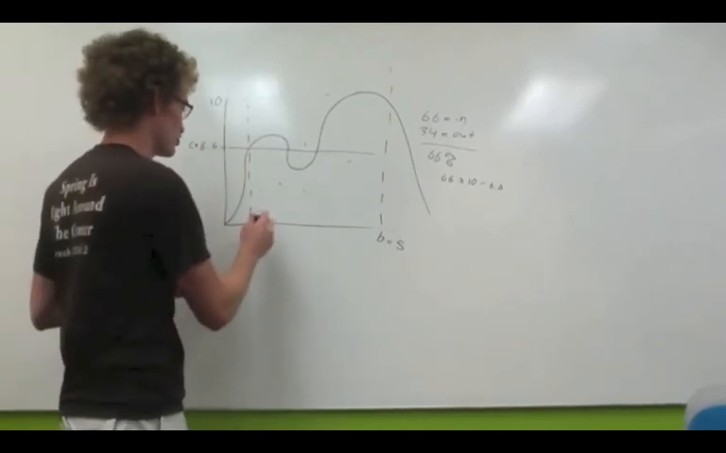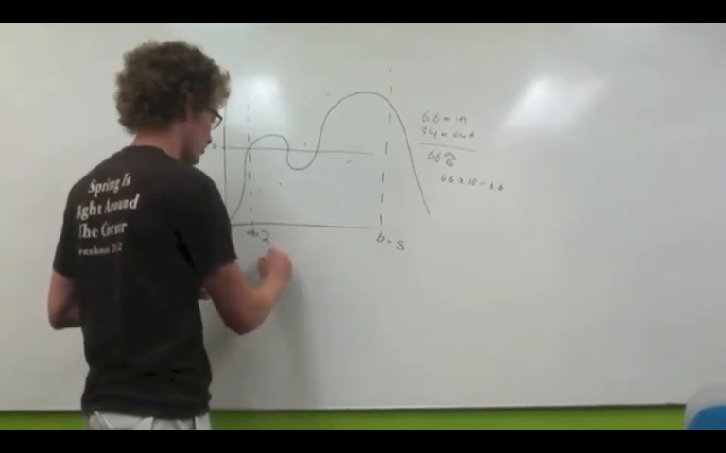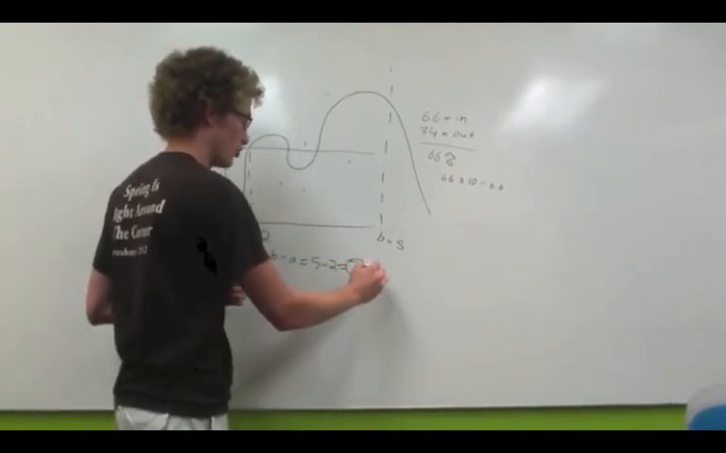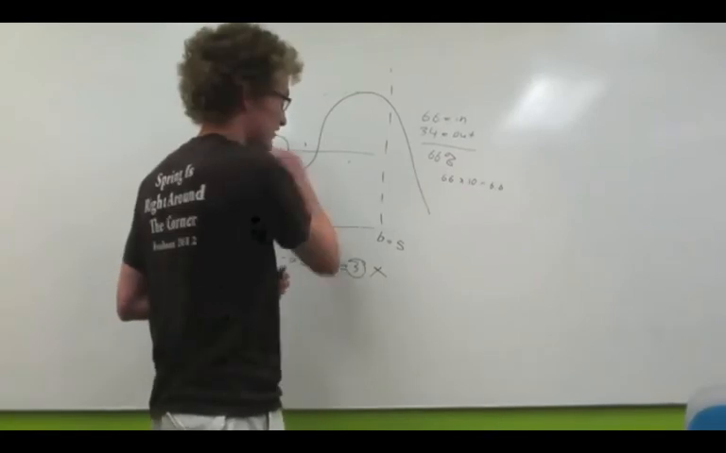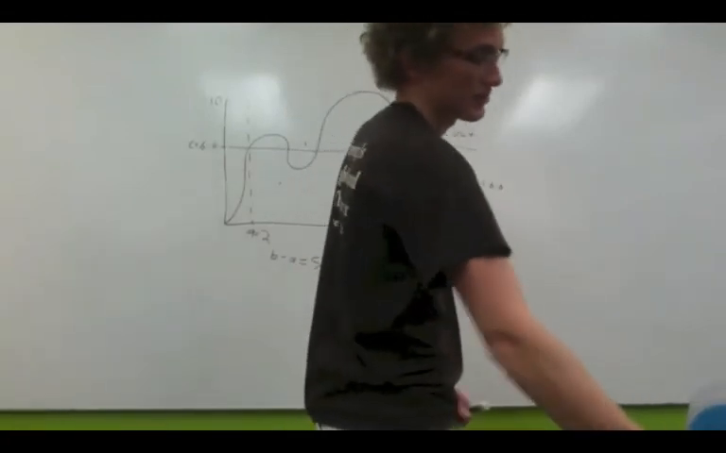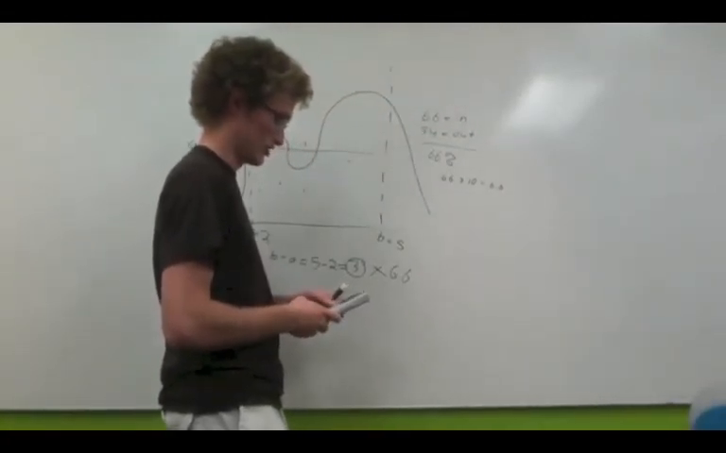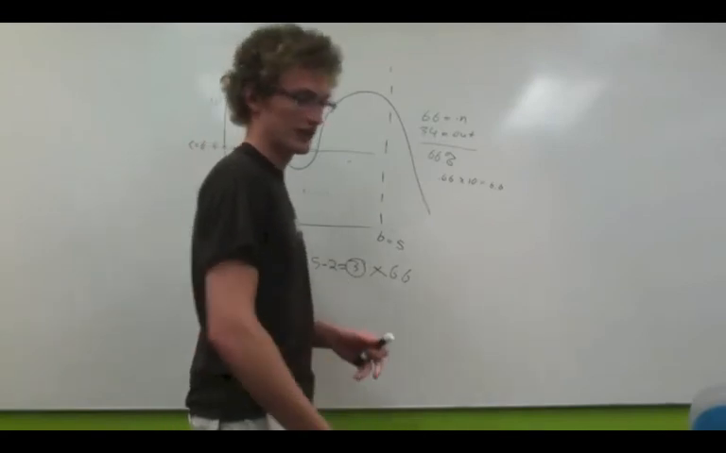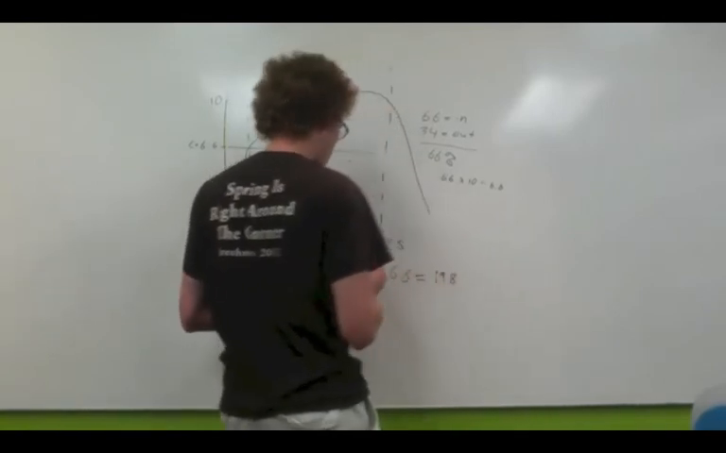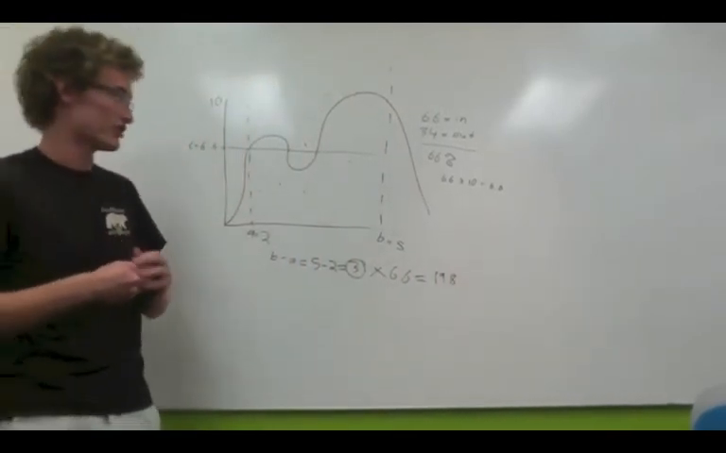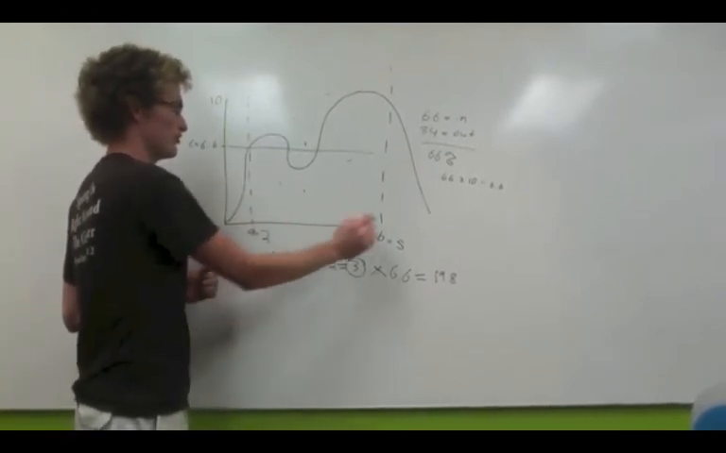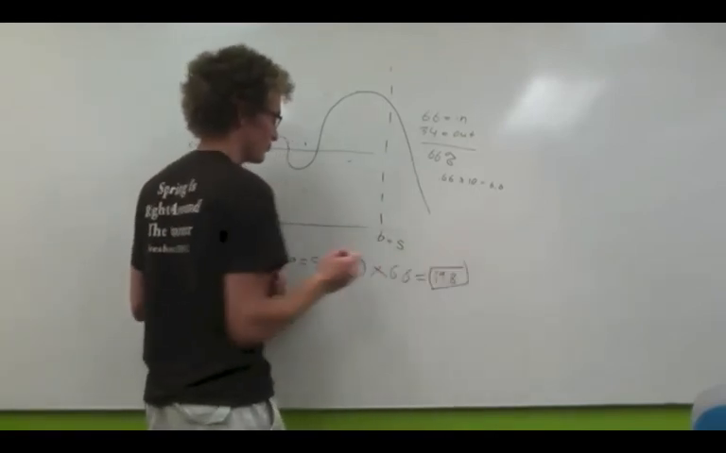Now we take the interval, or the length of the interval, b minus a equals 5 minus 2, which equals 3, and we multiply that times the c value, which is 6.6. So we have 3 times 6.6, which is 19.8. So using only 100 dots in the Monte Carlo integration, we estimate that the area underneath this curve from 2 to 5 is 19.8.